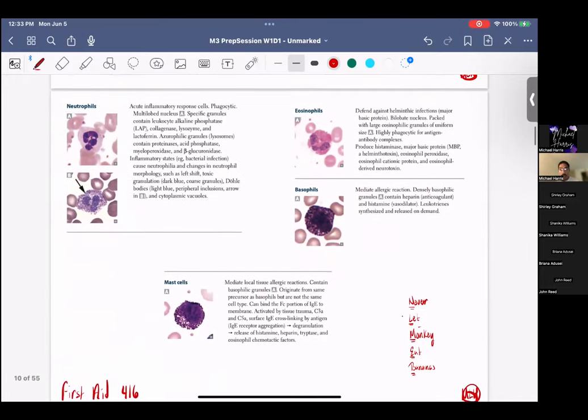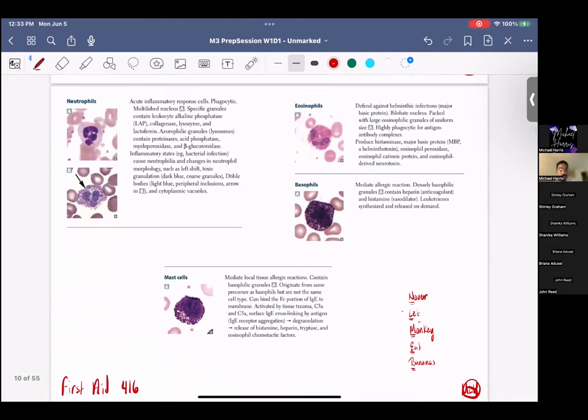Now, let's talk about the functions of these guys. This is in your First Aid, page 416, if you want to follow along in your First Aid book and you want to look at that. But I have it chopped up here anyways, so you don't have to. But let's look at these guys individually and look at their functions, right?